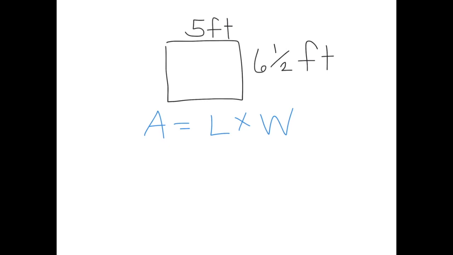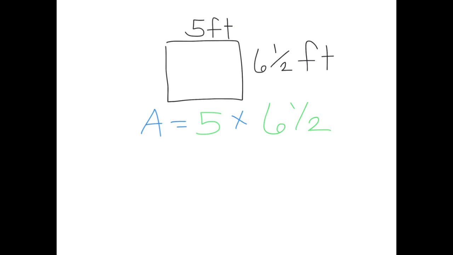For this problem, the parts that I know include the length, which remember can be the 5 or the 6.5, whichever you like. So I'm going to put the 5 right in here. And then the width I know is 6.5. And remember, you can switch those because you can multiply in any order. It doesn't matter which one's which. All right, so my problem now is 5 times 6.5.